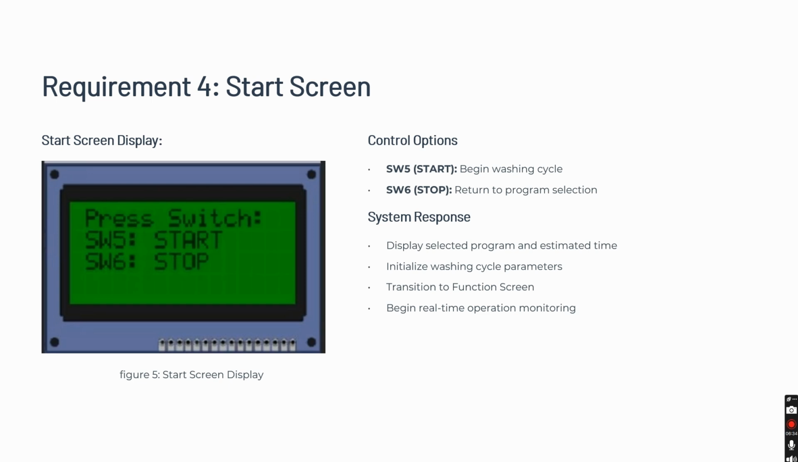And then the system responses will be like: display selected program and estimated time, initialize washing machine cycle parameters, transition to function screen, begin real-time operation monitoring.